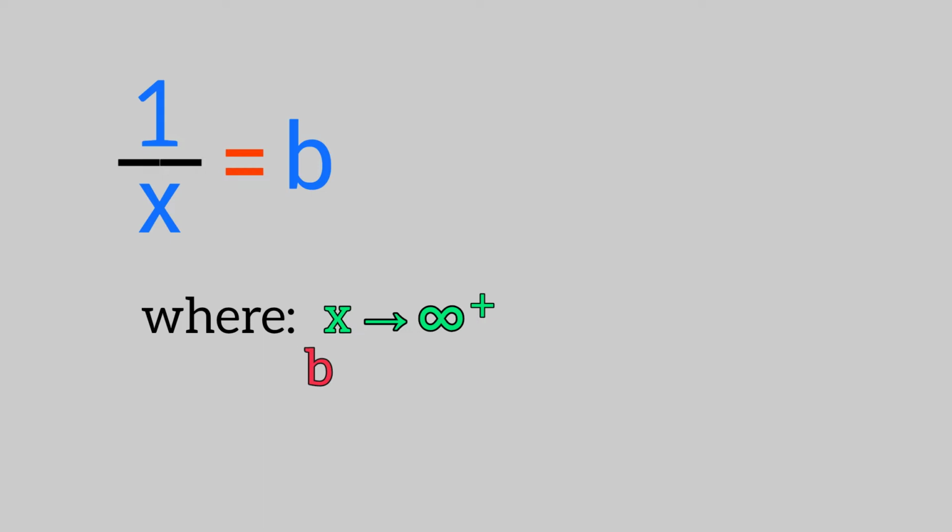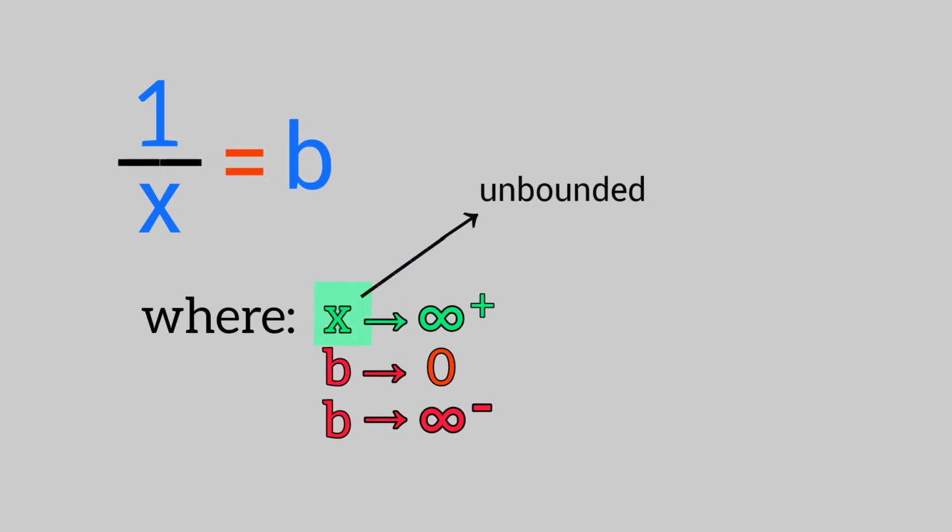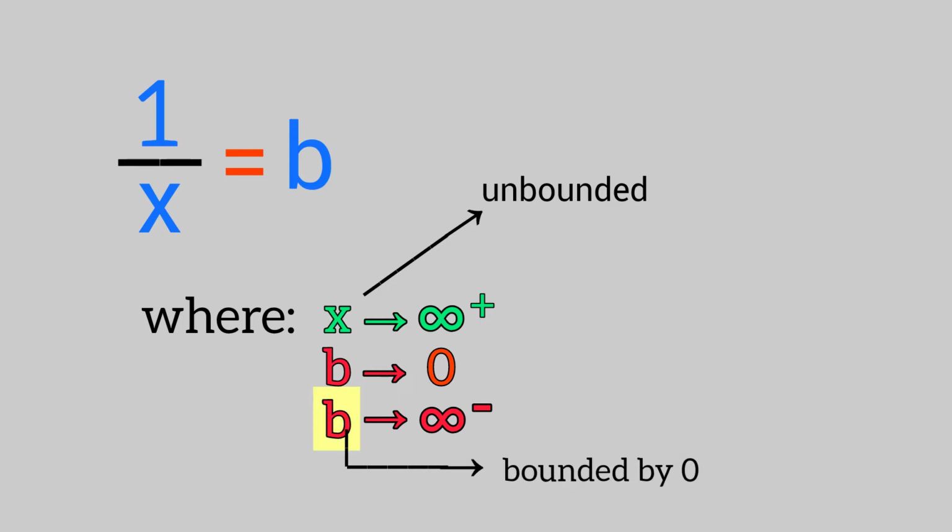On the other hand, b decreases in value opposite to that of x. This can be written as b approaches 0 as shown, or it can be written as b approaches negative infinity, and both mean the same thing. Here we see that, while x is unbounded, or there is no known number we can represent as the biggest of all counting or natural numbers, b is bounded by 0 as the smallest possible value.